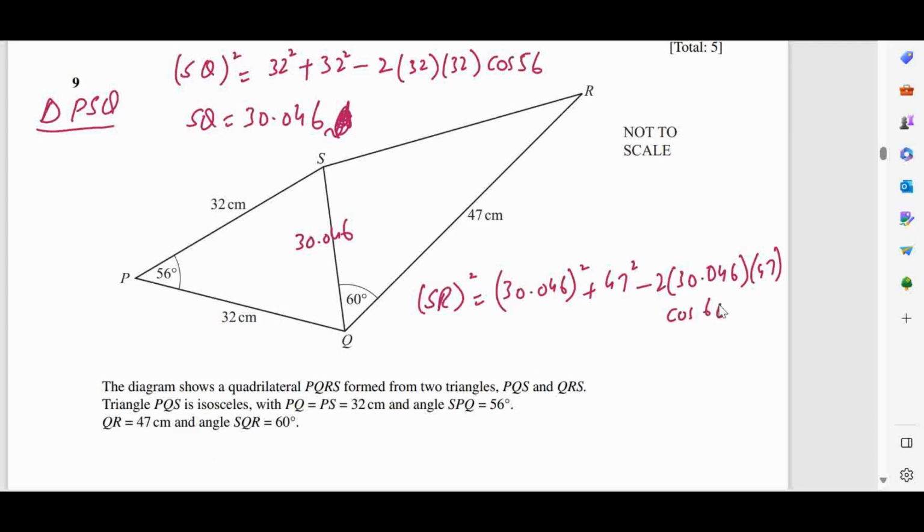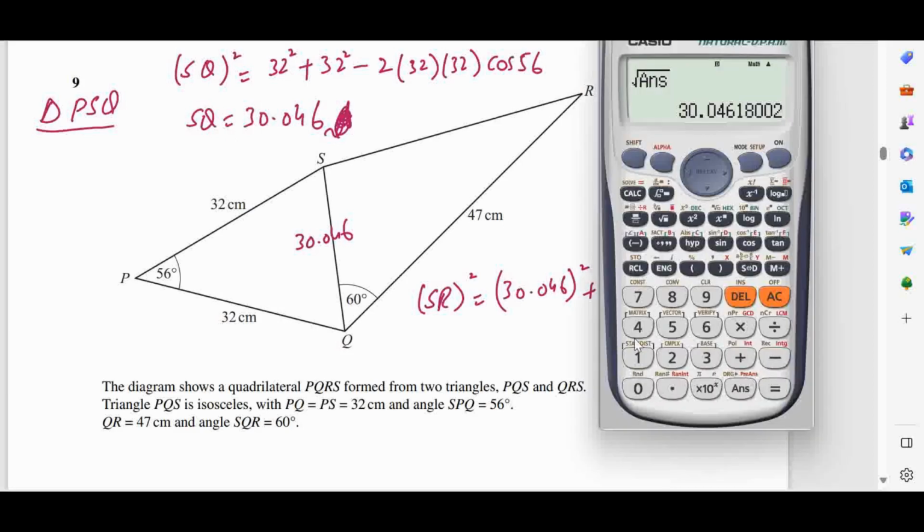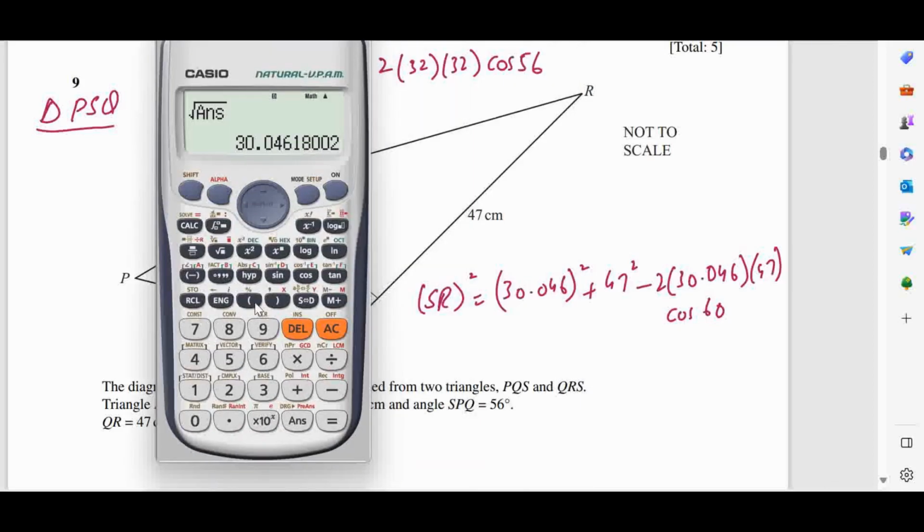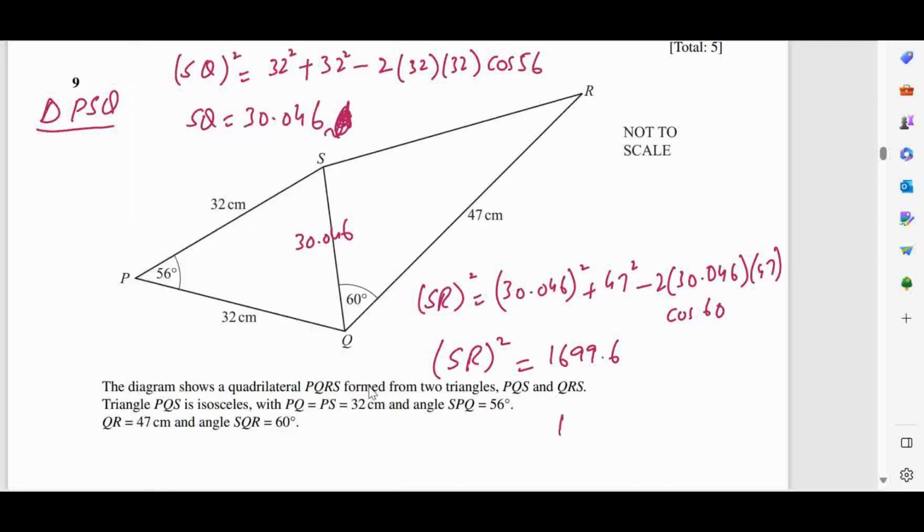Cos of 60. Now if we simplify it on calculator, we will get 30, this will be the square plus, so this will be equals to 1699.6. Then we have to take square root on both sides. So this will be equals to 41.22. 41.22 will be the final answer for SR.